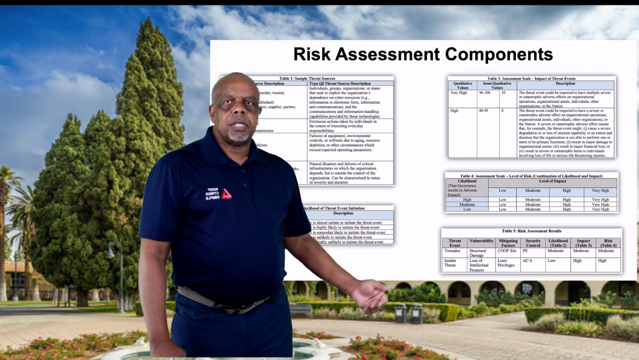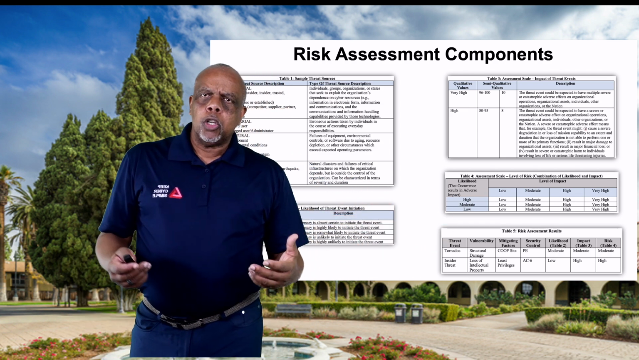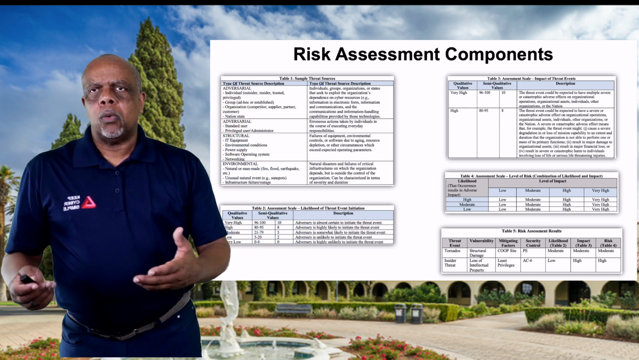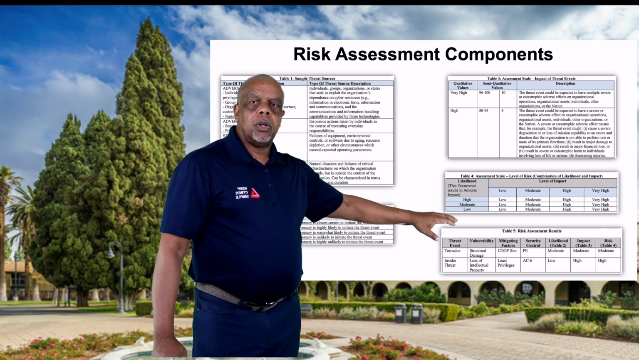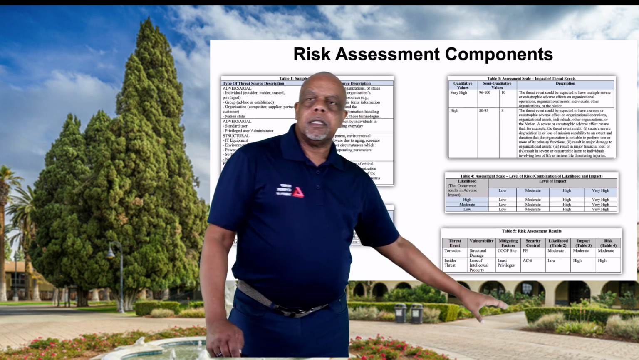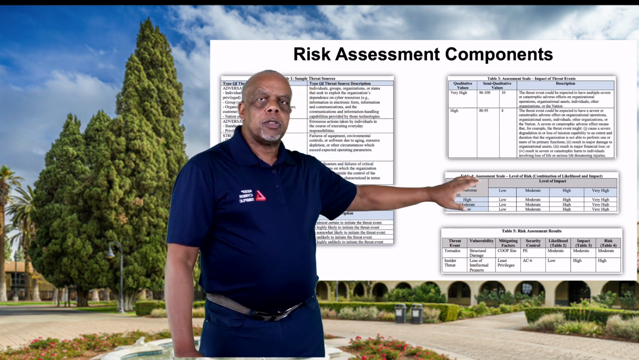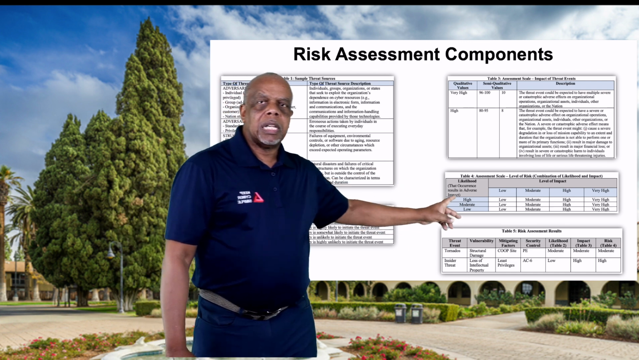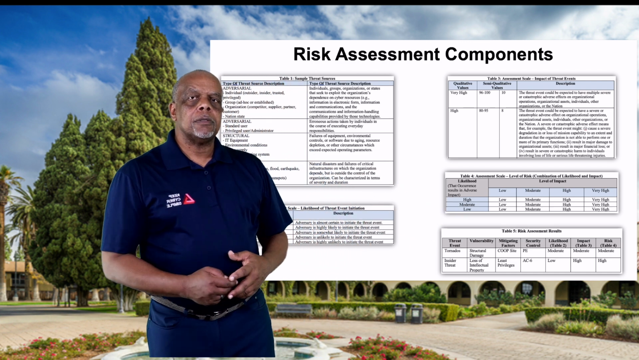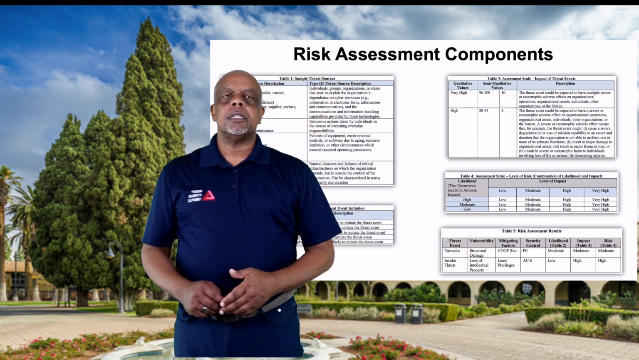What mitigating factors? I have a COOP site, a hot site, a cold site, or warm site stood up. What security controls is it based on? The PE, the physical and environmental family. Then the rest of this comes from the other tables, table 2, 3, and 4. The likelihood is moderate, the impact is moderate, and my risk assessment is moderate.